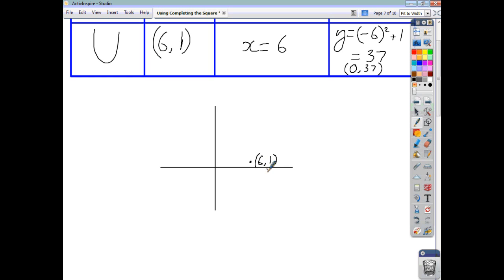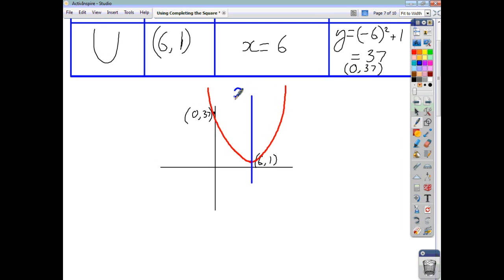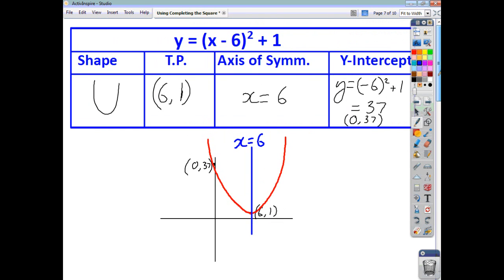Our y-intercept is (0, 37). Now it doesn't have to be in proportion, it doesn't have to be a perfect work of art, as I said, as long as the points are all aligned properly and in relation to one another. So we've got our shape, got our turning point, got our y-intercept. We can include the axis of symmetry, and that is going to be a vertical line, which will have an equation of x equals 6. Okay.